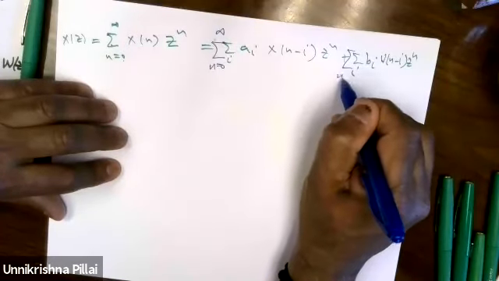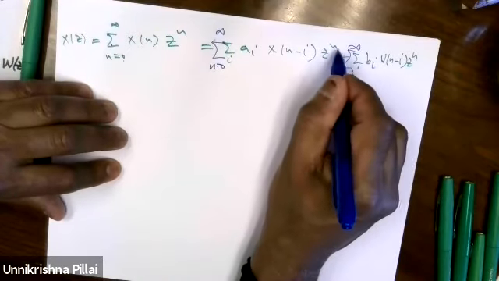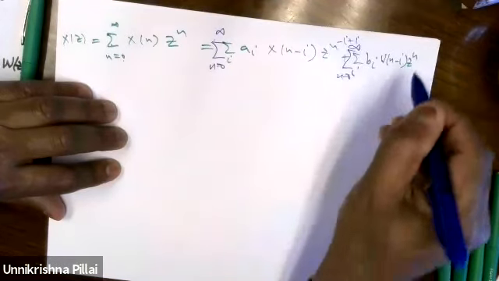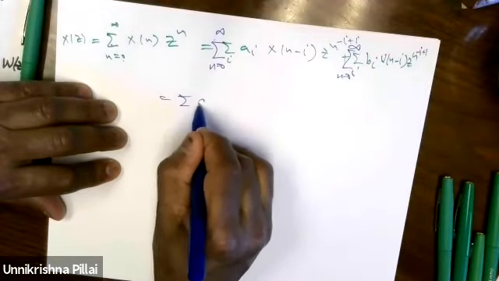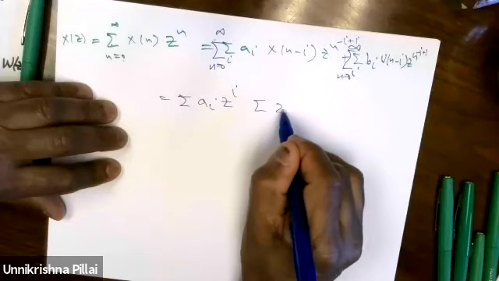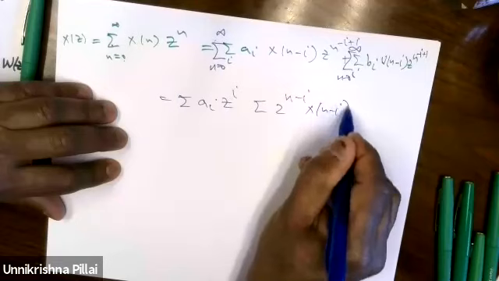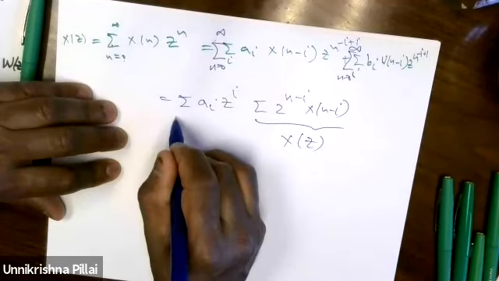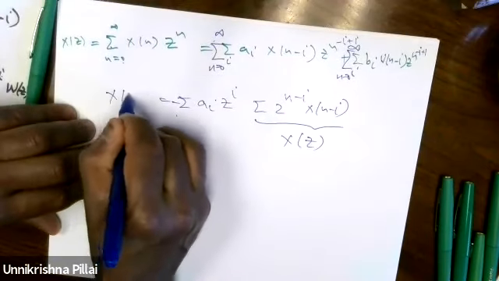Another summation here, n equal to 0 through infinity. And here instead of Zn, I'm going to add and subtract i. Here also add and subtract i. So you can see this one I can write a_i z^i, and this one I can write z^(n-i) multiplied by x(n-i). But you change the variable, this is back to X of z. And there's a minus sign here, and this is X of z.